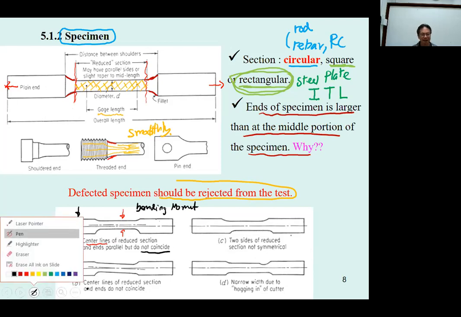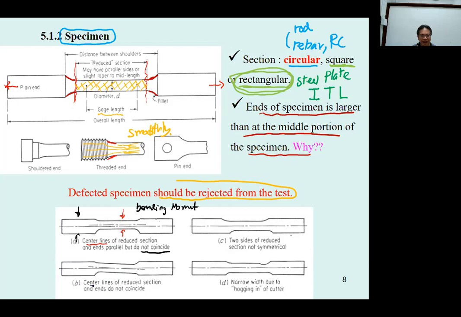And the second one, the center line of the reduced section is rotated. This one is twisting relative to the other end, and it has the same problem. It is going to produce more bending moment in the material in this portion, and the testing result will be lower than what it should be.